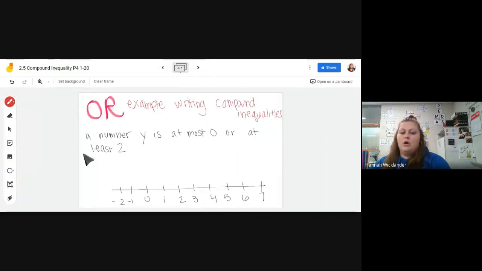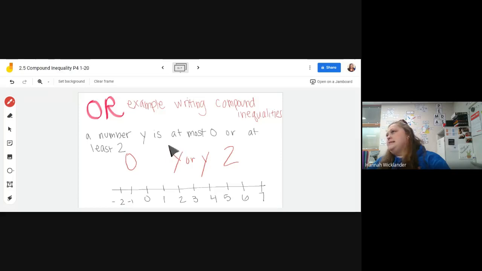Here's an example of or. So once again, I put my letter, y, and then my numbers, 0, 2. And this one is an or, so I'm going to have y twice because it's the word or, so I write it twice. So I have y is at most 0 or at least 2.